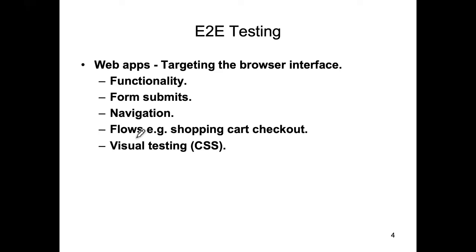Another aspect of web applications when you're talking about end-to-end testing is the visual side of it, which is usually kind of the CSS. Now, that's clearly very important, but we won't be actually looking at that. We'll be mainly concerned with functionality and these kind of issues here.